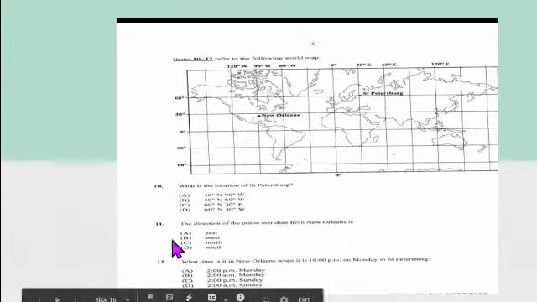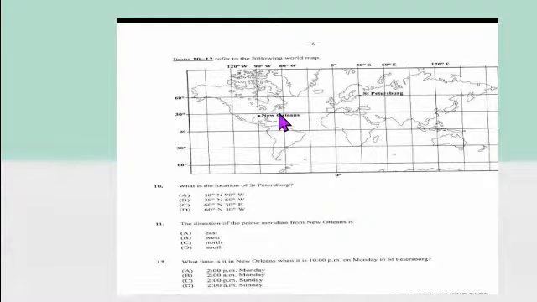All right, then we have number 11. The direction of the prime meridian from New Orleans is. So we have New Orleans here, and the prime meridian would have been this one. The direction of the prime meridian, right, from New Orleans. So we're starting from New Orleans to see what direction the prime meridian is in. It is in this direction. So the prime meridian would have been east of New Orleans.